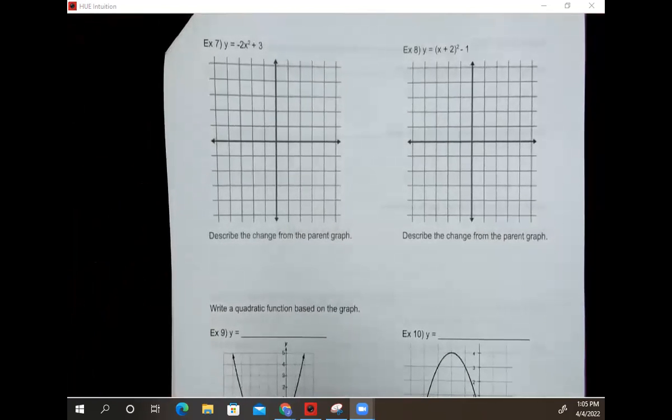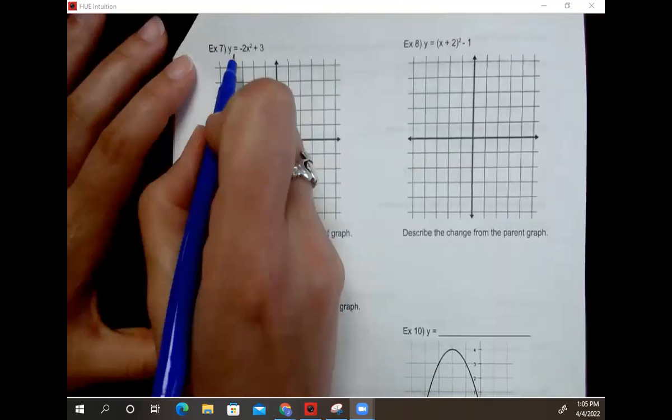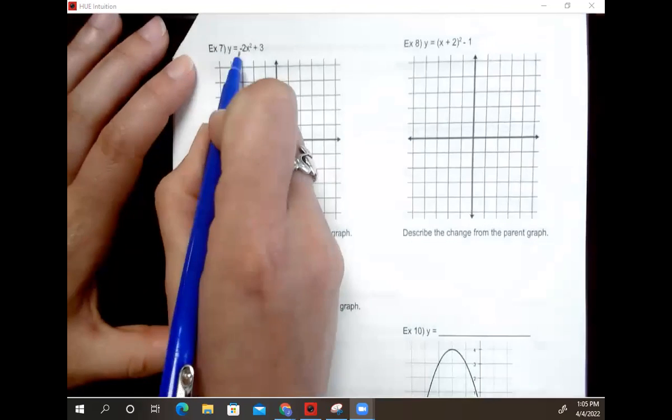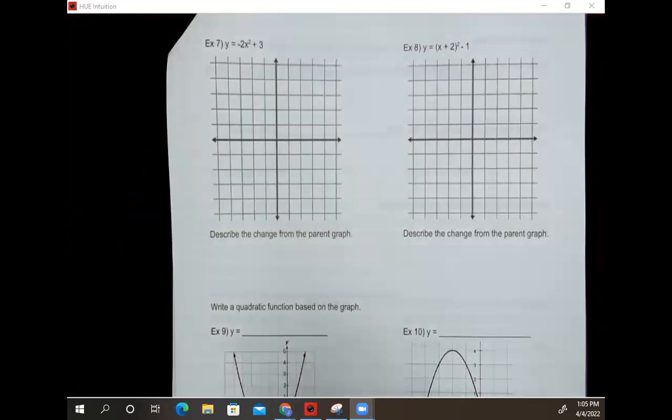For example 7, we've got a few of these transformations combined. That's okay. There is something new in here that we haven't talked about yet today. I've got a negative, not just 2, but -2. What's that negative going to do? It flips our graph. Normally our parabolas open up. This one's going to open down. It's going to look kind of like an umbrella.